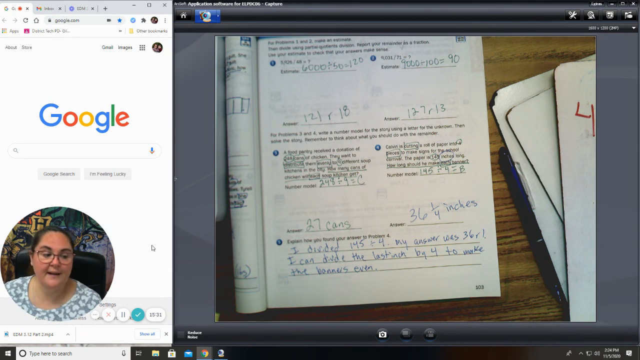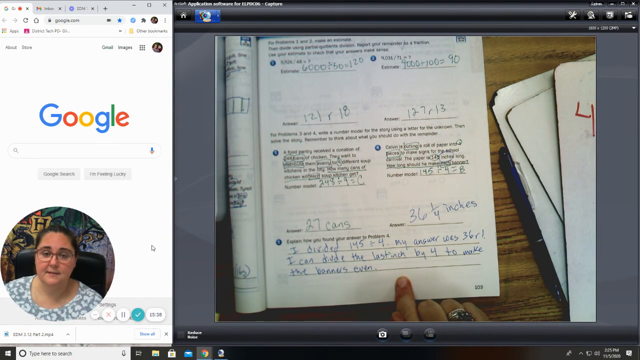In order to get full credit on one of the pages where it says explain your answer, you must explain it like this. Use math terms.